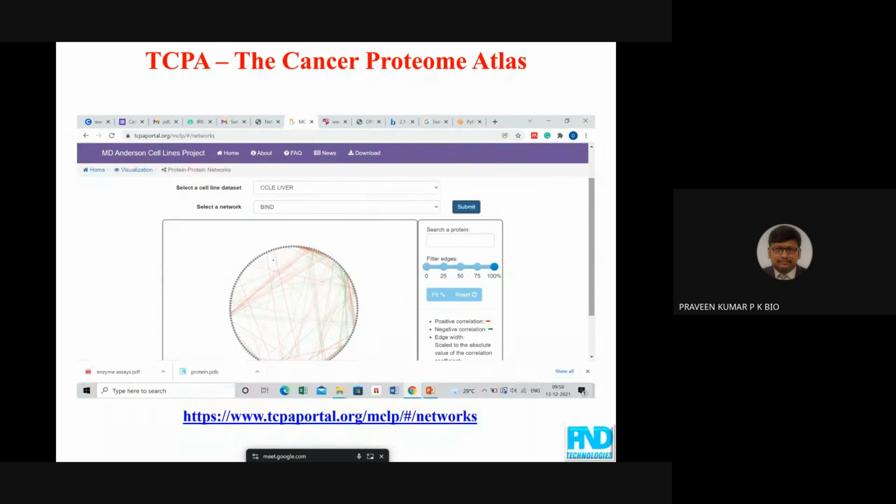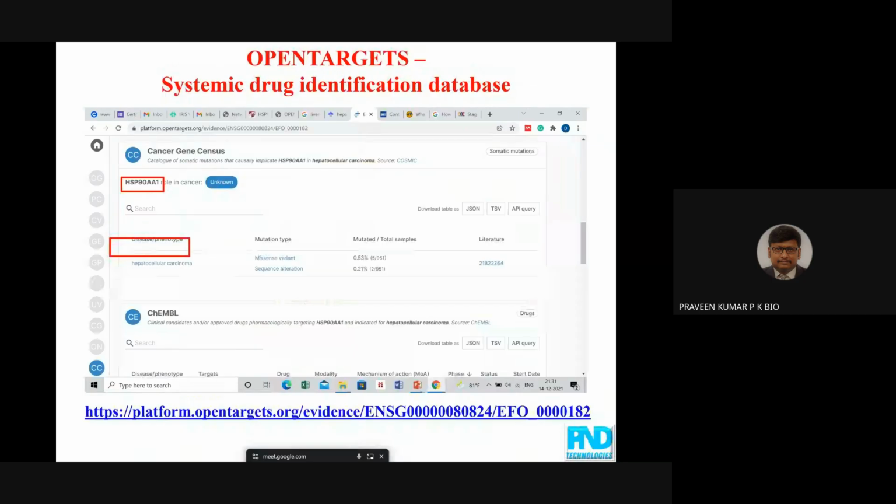If you're working on proteomes, this is proposed by the MD Anderson Cell Lines Institute. In the project, you can see the protein-protein interactions. Each and every dot is a protein, and proteins are present in the form of nodes in the network. This is how we can see a network in the TCPA portal, the Cancer Proteomic Atlas portal.